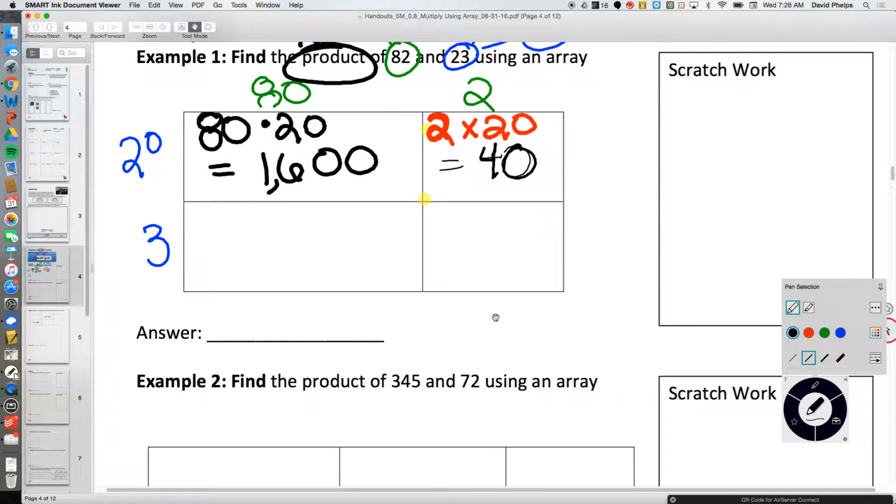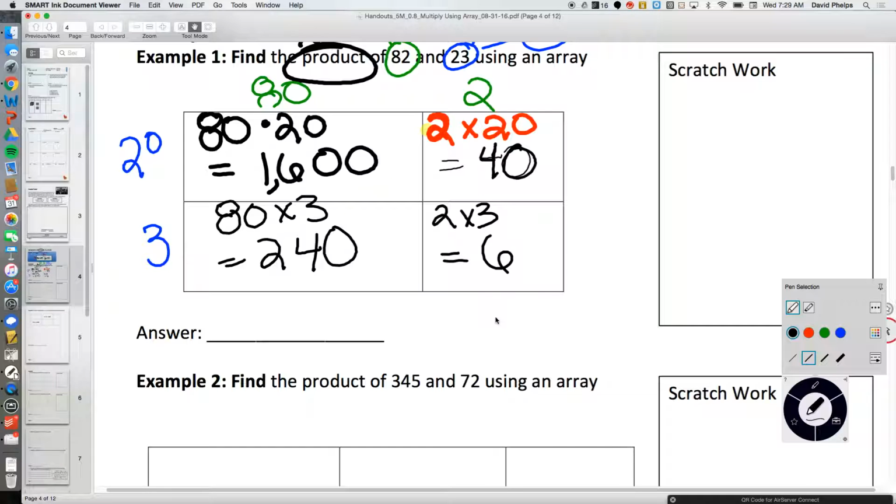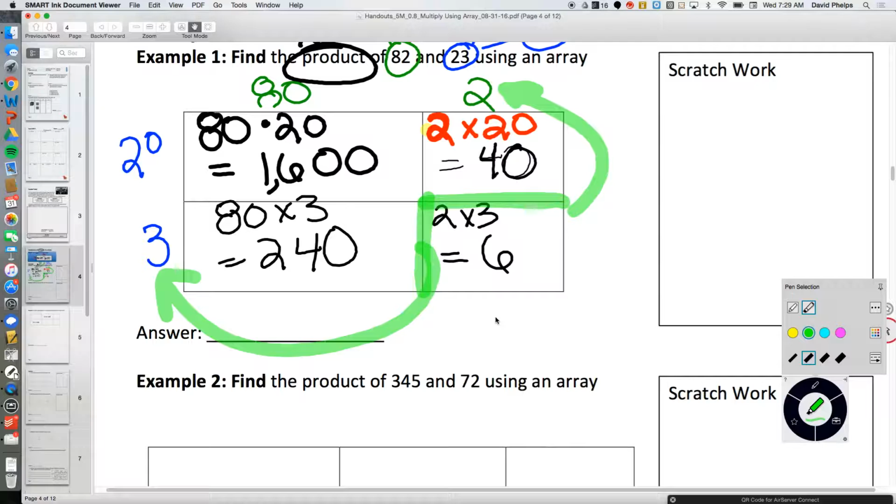Moving down to the last row, let's try this one. 80 times 3. Well, 8 times 3 is 24, plus the 0 would be 240. And the very last one in the bottom right-hand corner, that is just 2 times 3, which gives us 6. And if you're confused about where we got the 2 and the 3, I got you. Check it out. This top dimension of this rectangle lines up with the 2. And this dimension lines up with the 3. So I knew the dimensions had to be 2 and 3 based on the rectangle.